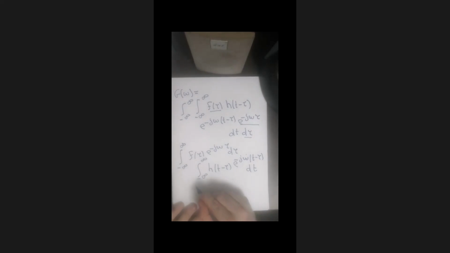So now let me introduce a new dummy variable, which I will call, for example, t dash. And I will say that t dash is equal to t minus tau. Then dt dash is simply equal to dt. As for this integration, tau is considered a constant. It's an integration only with respect to t. So tau is a constant. So what I am going to do now is that I replace h of t minus tau with h of t dash, and I will replace dt with dt dash. And let's see what will happen.